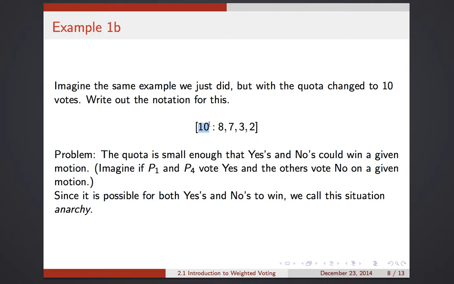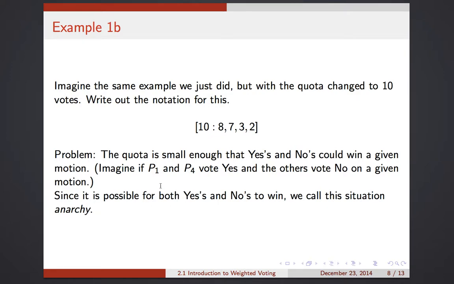Okay? So then you could bring another motion to the floor that's, hey, should we legalize marijuana? And then it would pass. And then not legalize, it would pass again, right? So the legal status of marijuana would just ping pong back and forth between these 2 groups of players that each can pass something. So the technical term for this situation is anarchy.